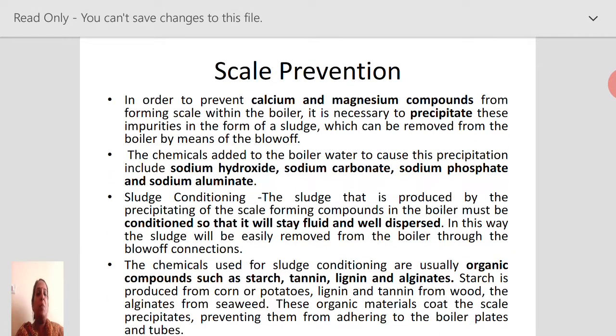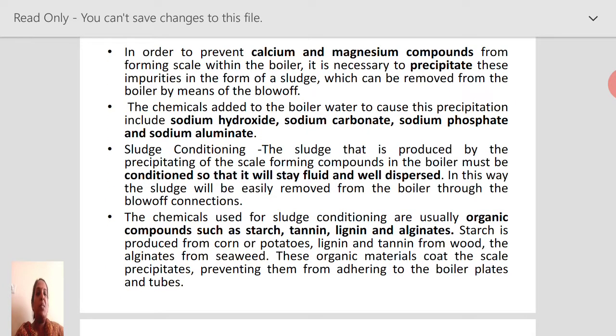The other problem we normally encounter is scales formed in boilers because of calcium and magnesium compounds. In order to remove these scales, we add chemicals as internal treatment to the boiler water, so that these impurities get precipitated and blown off. For precipitation of the calcium and magnesium compounds, we use chemicals like sodium hydroxide, sodium carbonate, sodium phosphate as well as sodium aluminate.